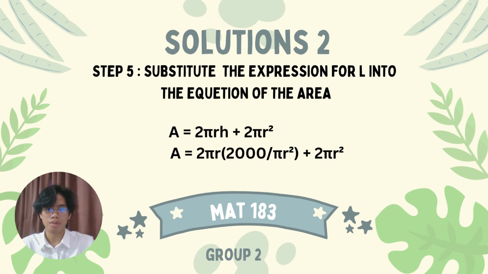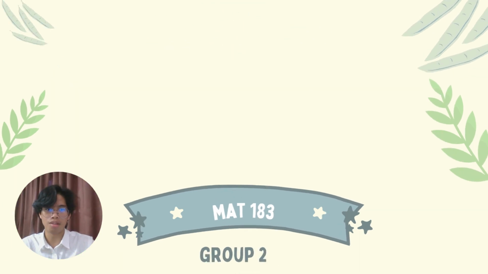Next step, we have to substitute the expression for H into the equation of the area. First, we write down the equation for area, which is A equals 2 pi R H plus 2 pi R squared, and then we substitute the equation of H into this equation, and then we get A equals 2 pi R times 2000 over pi R squared.